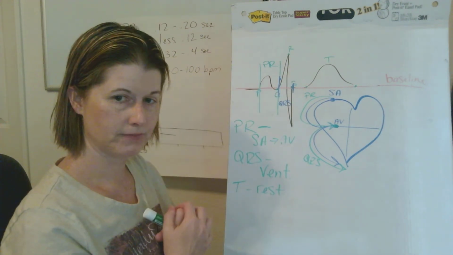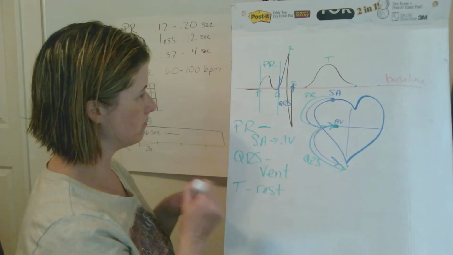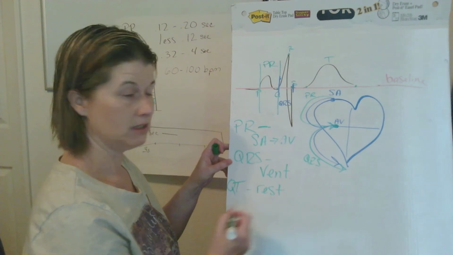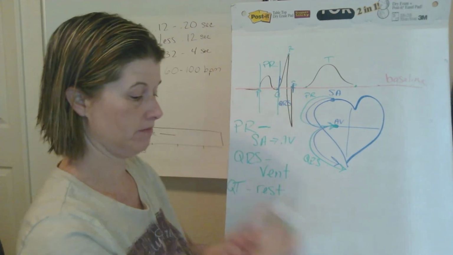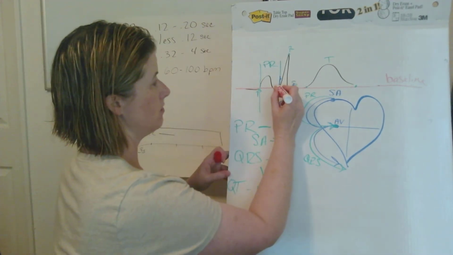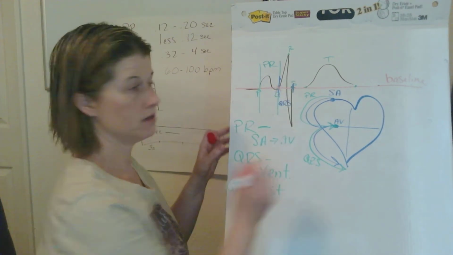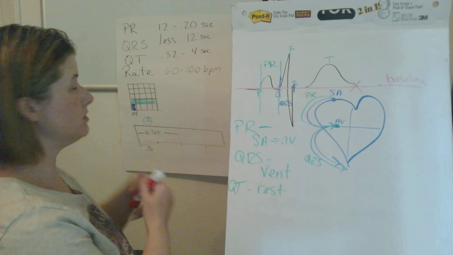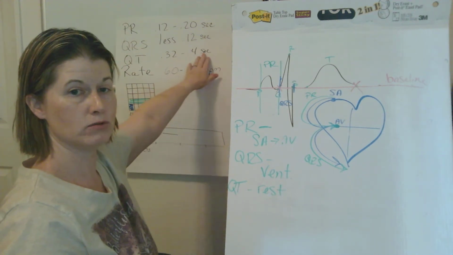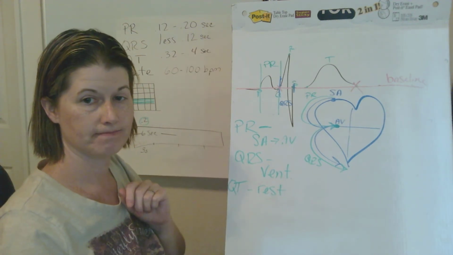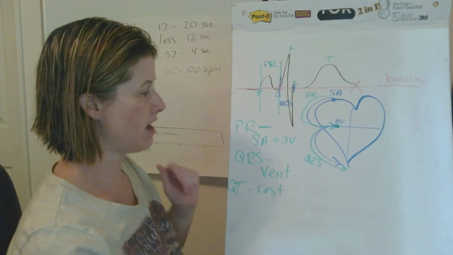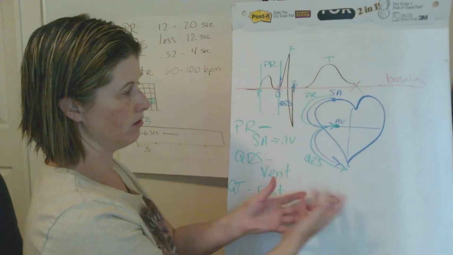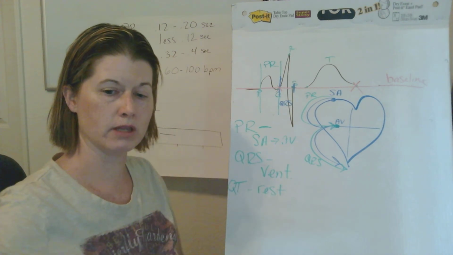electrical impulse, okay? And we measure the QT from here, okay, to the end of the T wave. That's why your QT is so much longer, 0.32 to 0.4 seconds, okay? So that is kind of the general what we're looking at here with your heart and your electricity.